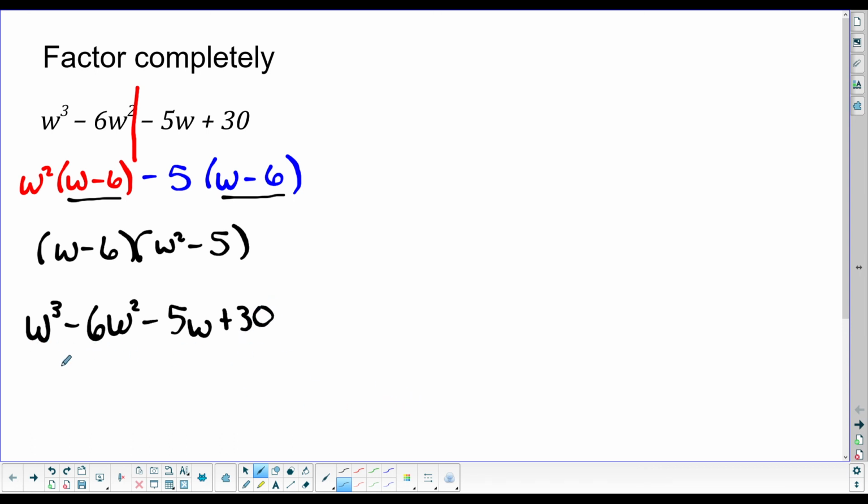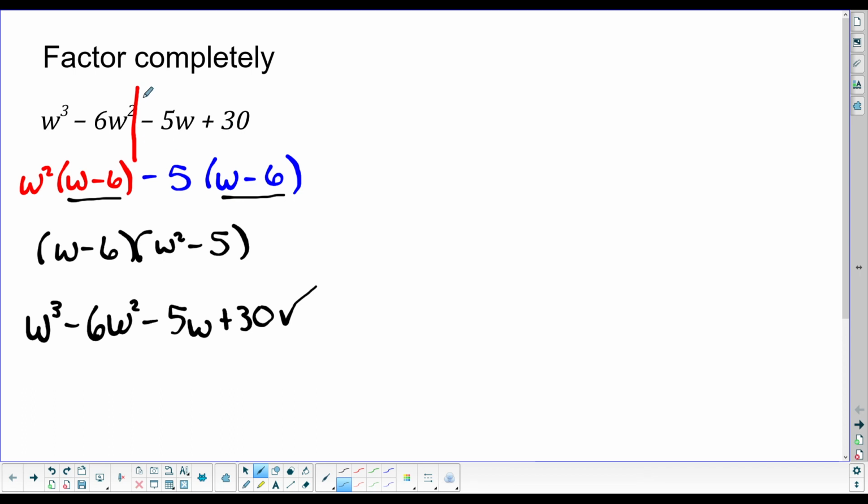And so I end up back where I started: W cubed minus 6W squared minus 5W plus 30. This is our check step. This is just to check that these two things actually do multiply to give me this. Okay, so hopefully that helps.